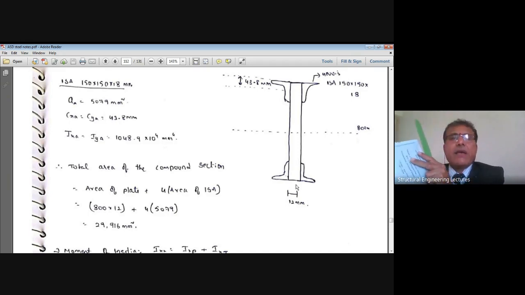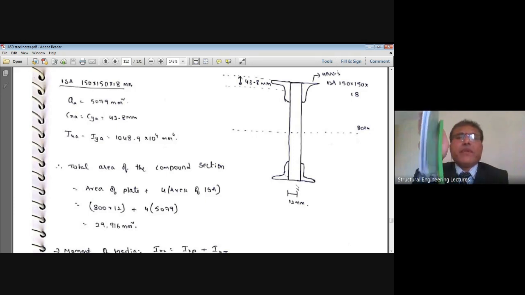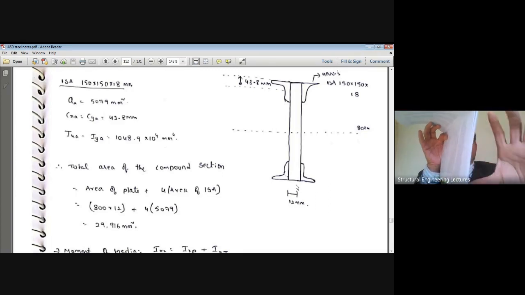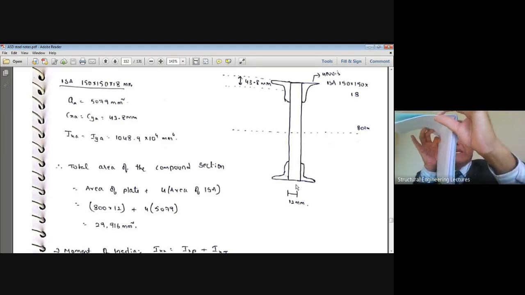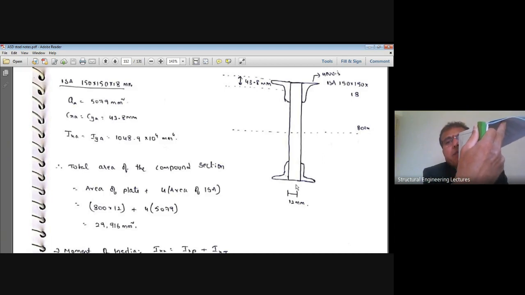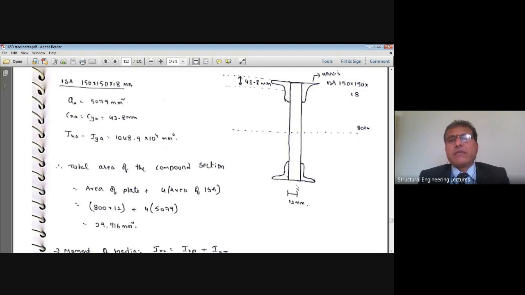ISA 150 by 150 by 8 is connected like this. Please see, there is one flange, one in the compression flange. I am showing one angle ISA 150 by 150 by its thickness 8 mm connected to the main web. Similarly, on the other side also the same ISA 150 by 150 by 8 mm. That is how the compression flange is formed. Similarly, in the tension flange also. That is how we are proposing two ISA 150 by 150 by 8 in compression as well as tension zones respectively.